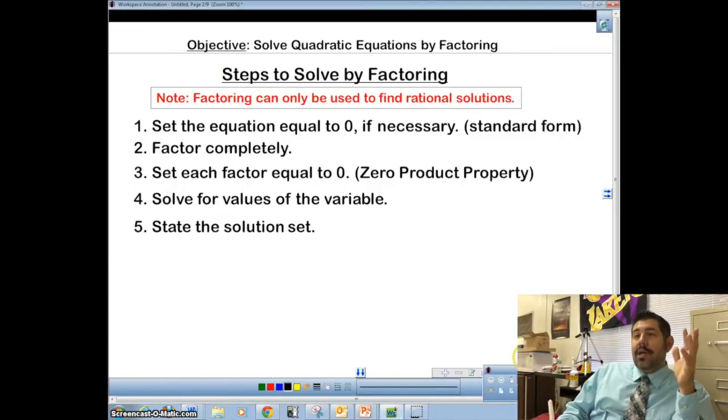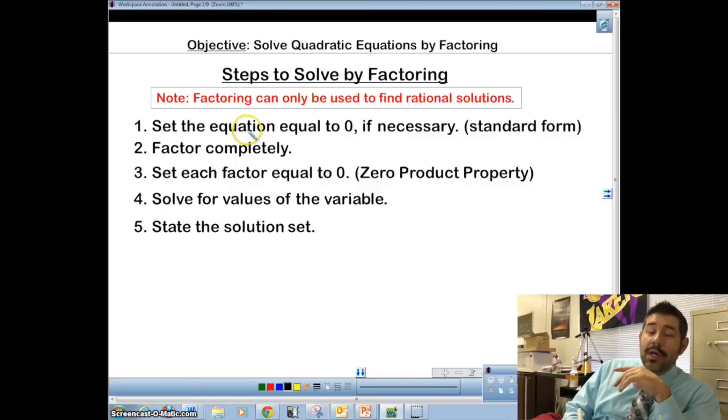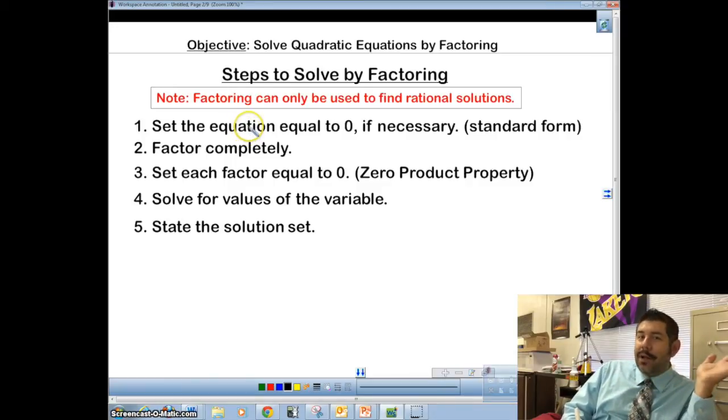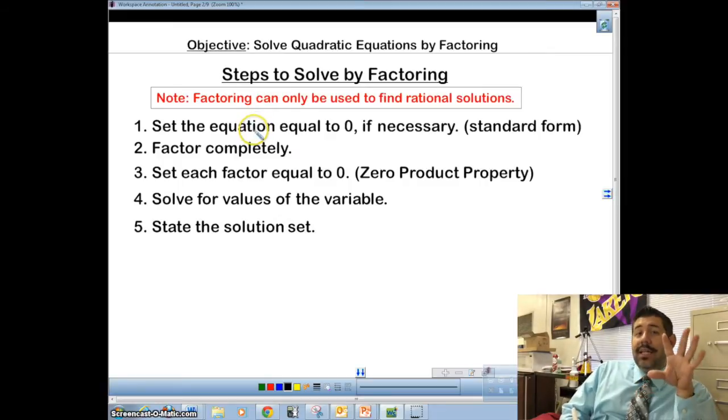Here are the steps to solve by factoring. First, you always want to make sure that your equation is set equal to 0. This is not called the pi product property, it's not called the x product property, it's called the zero product property. So your equation must be equal to 0 in order for you to solve it, okay? You need to factor it completely, set each of those factors equal to 0, that's how we use the zero product property. Then we solve for the variable in each of those, and that's our answer. We're probably going to have multiple answers, and we've seen that when we looked at the graphs.